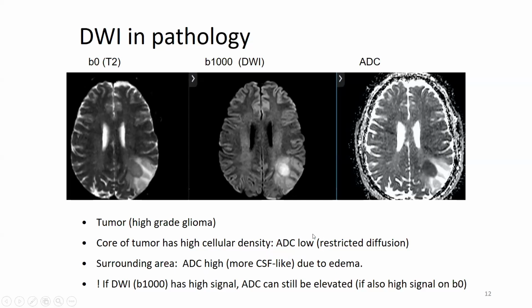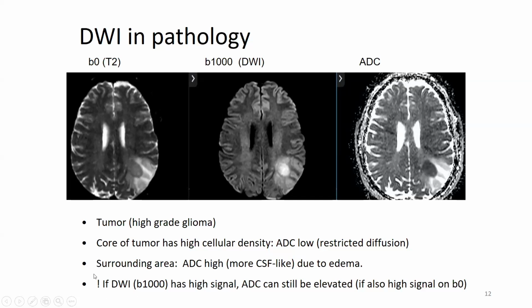We also have a surrounding area here. You see, it has already quite some signal on the T2 because it has a high T2 relaxation time. It's already a little bit more water. This is what we call normal edema, not cytotoxic edema. On the diffusion-weighted image, I also see quite a high signal, but if I calculate the ADC based on B0 and B1000, I clearly see that the ADC is quite high, so the water is indeed quite free to move.